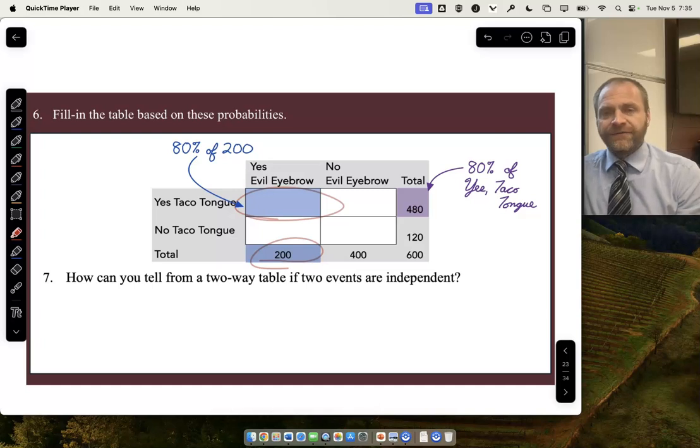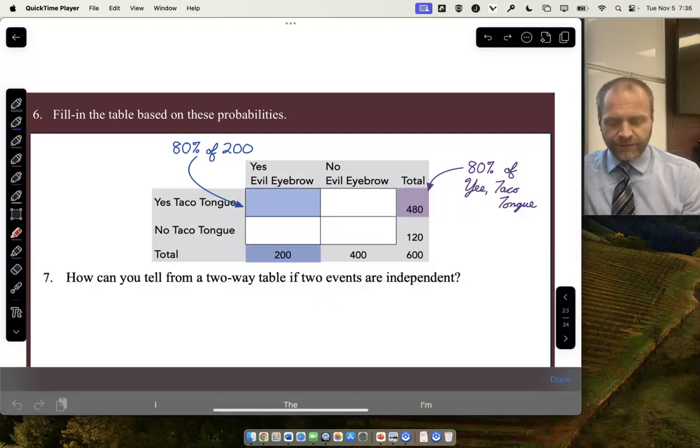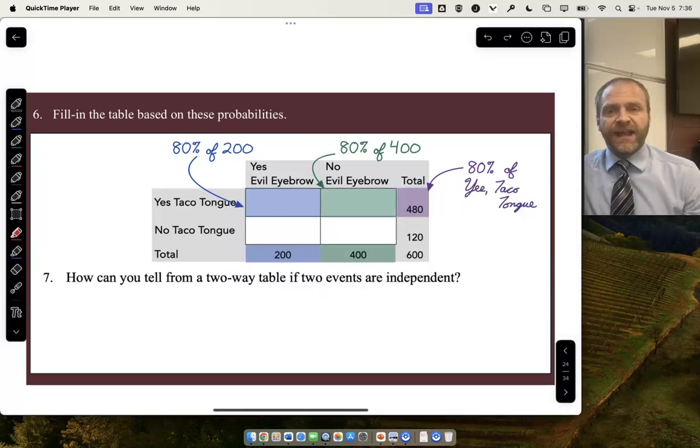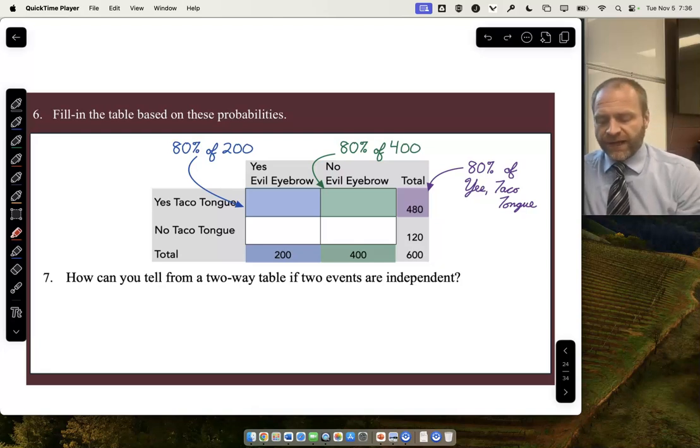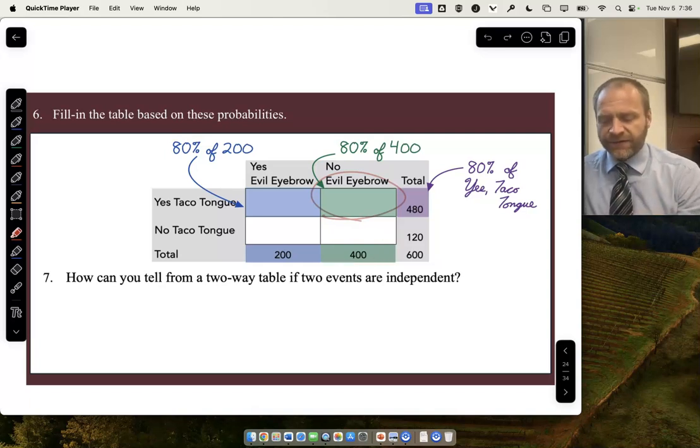And so I need to find out what is 80% of that 200. And it also goes for the other column that we're dealing with. The other column says, given that no, they cannot evil eyebrow, what's the probability of yes, talk with tongue? And we had our number over 400. That's where we got that 0.75 before. But now we're saying we want independence, so it has to be 80%.